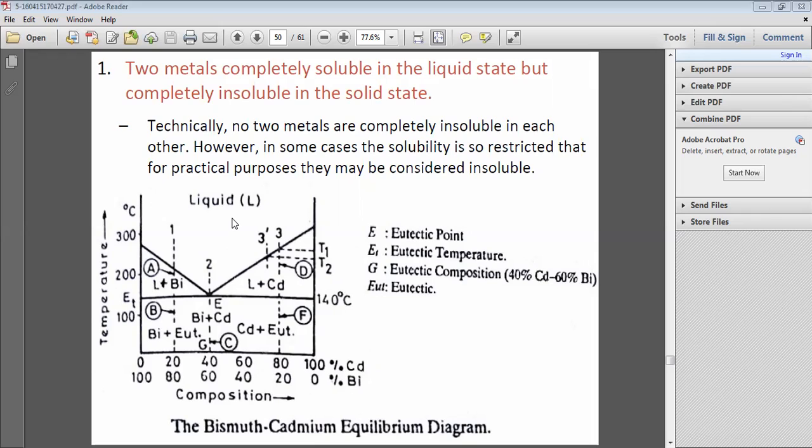Clear? However, in some cases the solubility is so restricted that for practical purposes, they may be considered insoluble. Although technically it cannot be considered so, we make an assumption so as to consider them insoluble. So this is the bismuth cadmium equilibrium diagram.